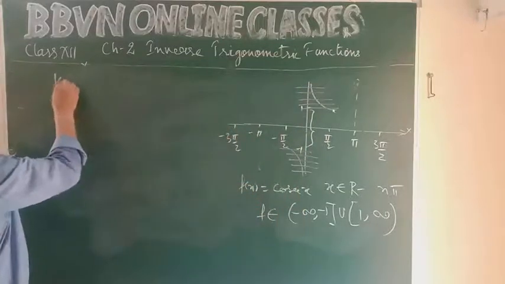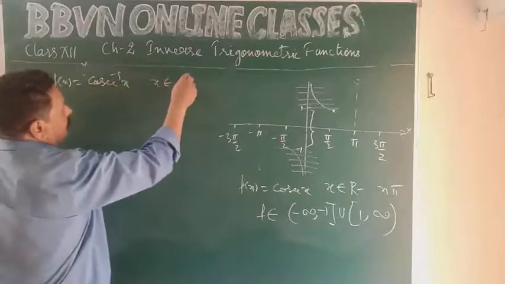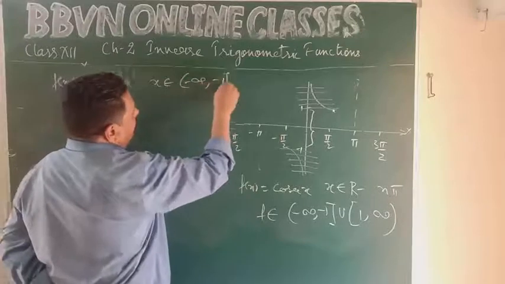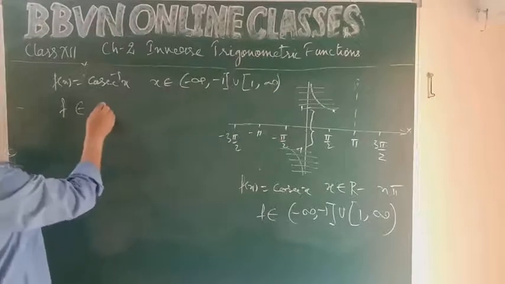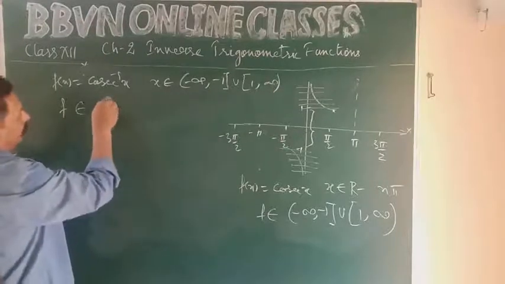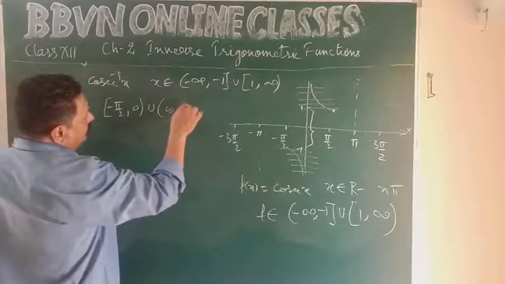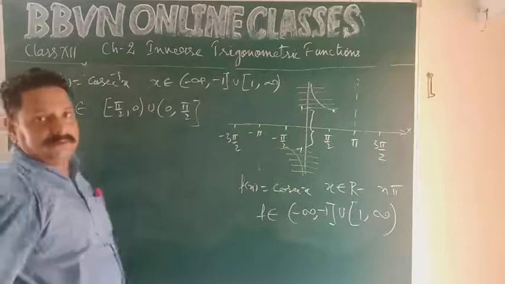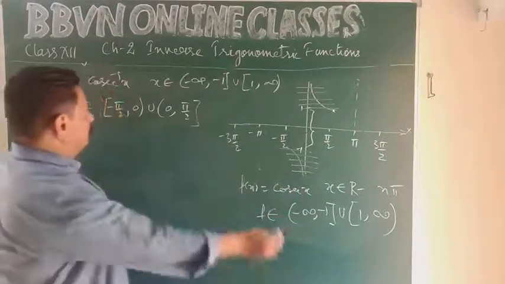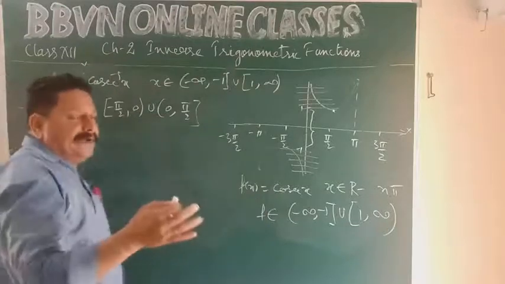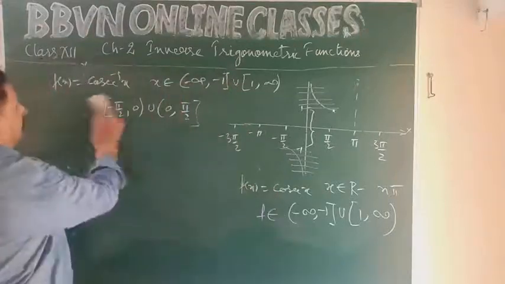So f of x equal to cosec inverse x. X belongs to minus infinity to minus 1 union 1 to infinity. So f belongs to minus pi by 2 to 0 union 0 to pi by 2. 0 is not included because at 0 cosec x does not exist, right? So you have to confine the intervals, children. You have to confine the intervals. So f of x equal to cosec inverse x.